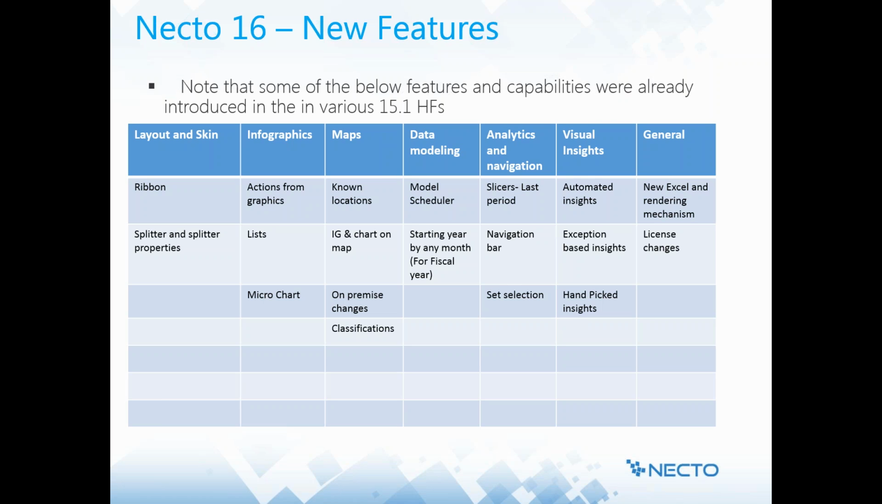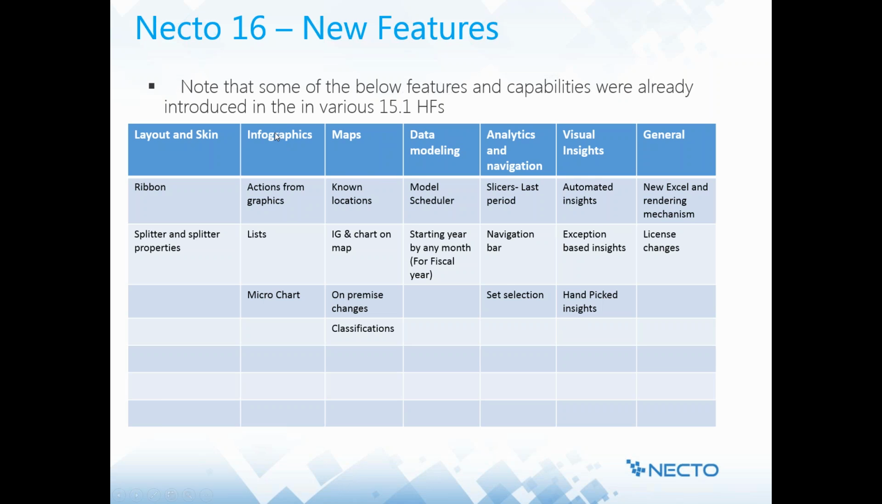So we divided the additions according to sections in Necto and different capabilities and different use cases. In regard to layout and skin, we added the ribbon, which is now apparent in all three sections of Necto: the administration, the workboard work area, and the homepage. To the workboard work area, we added the splitter between the workboard components, which gives a nice look and feel to the workboard and separates the components, so every component stands out.